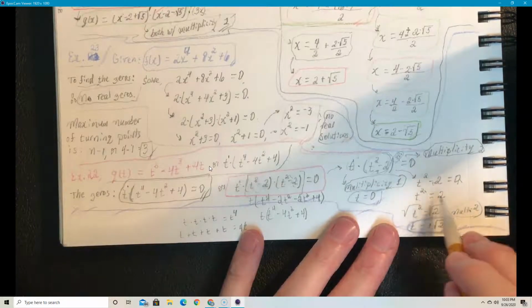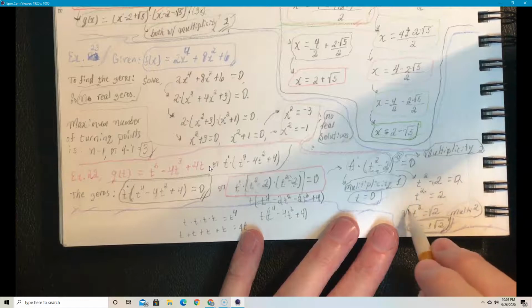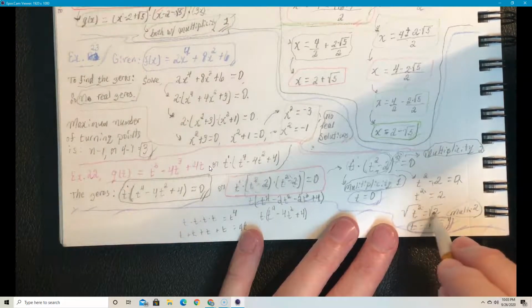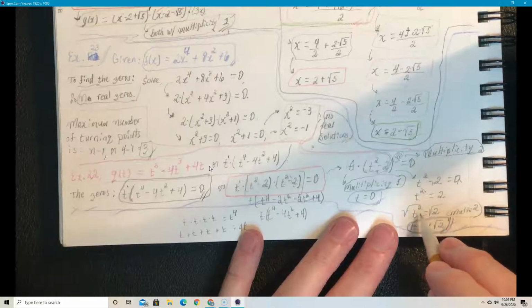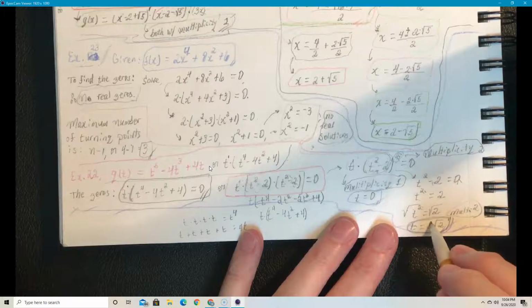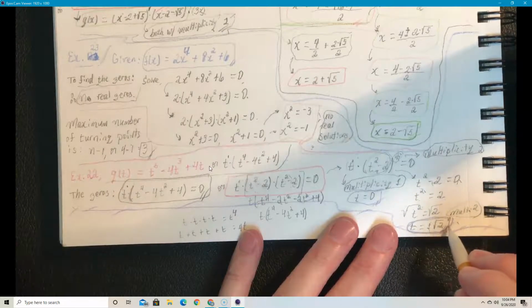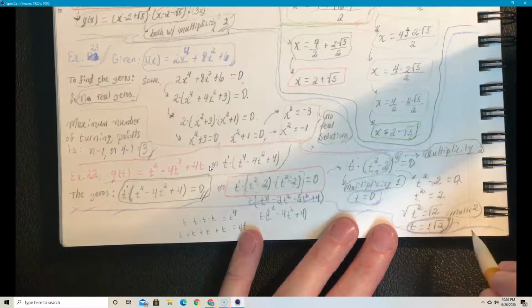Take the square root of both sides. The square root of t squared is t. The square root of 2 we cannot simplify, but it gives us the 2 answers, and one of them is positive and one of them is negative. The square root of 2 we can't reduce unless we put it in a calculator and round it, but they don't want us to round it. Leave it in exact form.